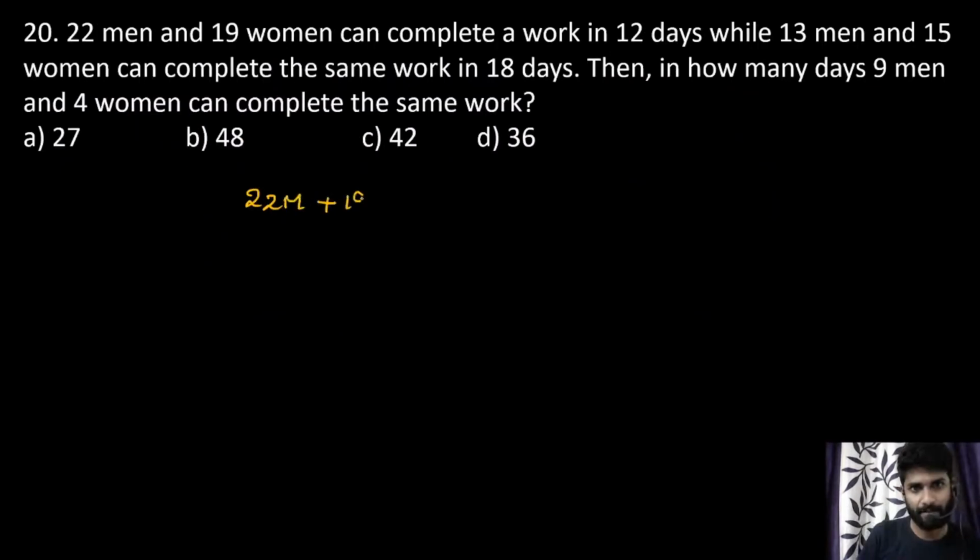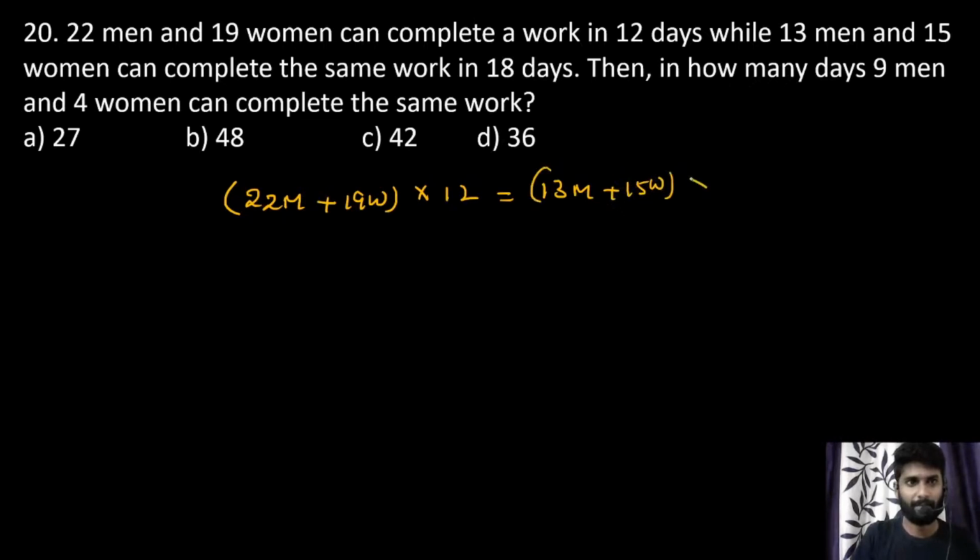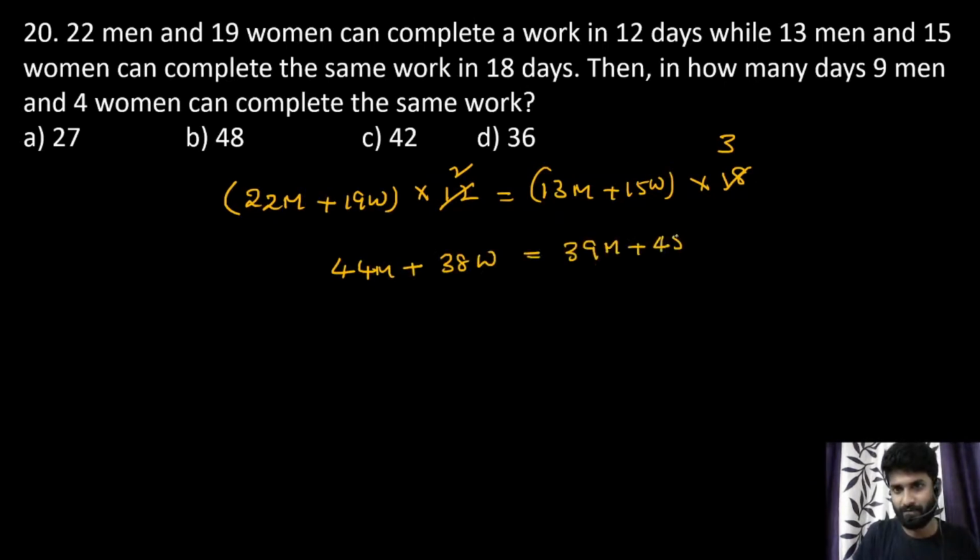22 men plus 19 women. Just see, guys, it's 12 days exactly equal to 13 men plus 15 women. They completed the work in 18 days. 6 2s are 12, 6 3s are 18. 44M plus 38W is exactly equal to 39M plus 45W.